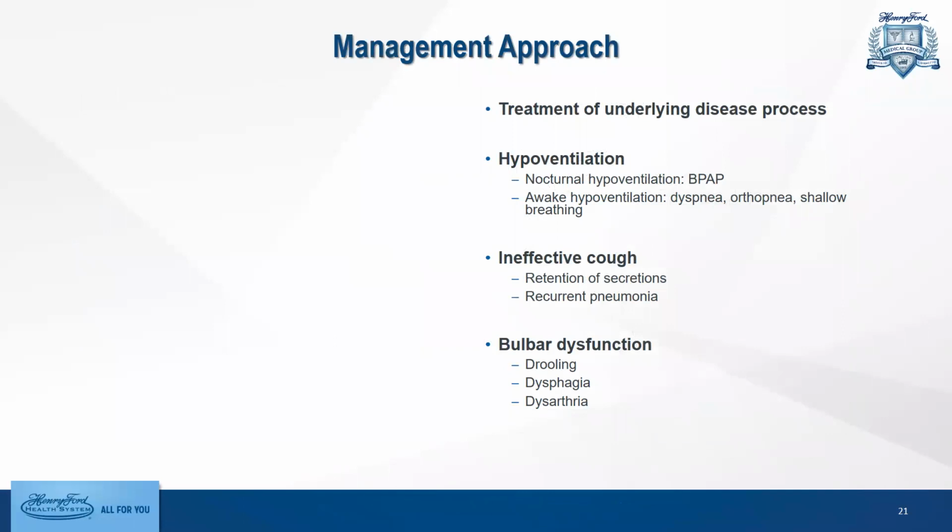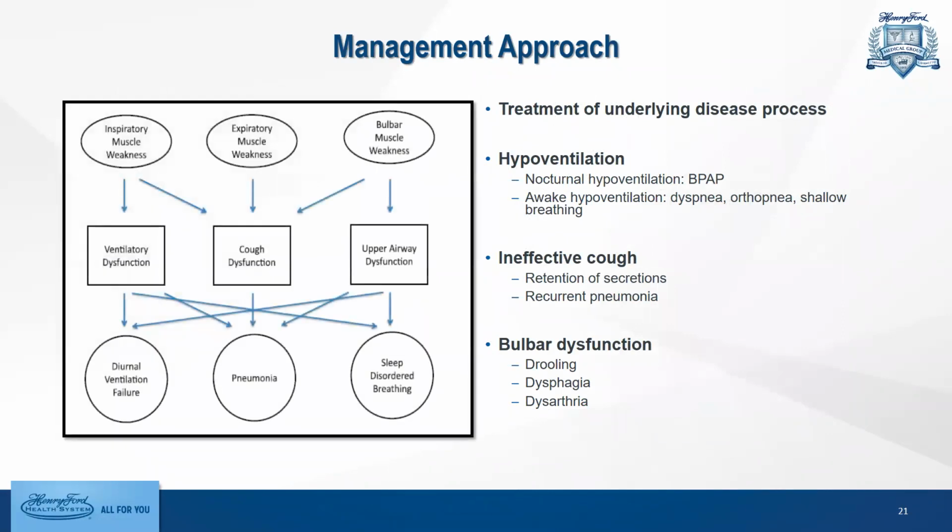Okay, so management approach. Usually the majority of you are going to have different neuromuscular disorders, but everything from your pulmonary standpoint is going to boil down to three major things. You're going to try to treat the underlying disease process, whether it's ALS, MS, Myasthenia Gravis, Guillain-Barré, anything like that. You have to diagnose it, treat the underlying disorder, or see what disease-modifying agents you can give. And then you're going to address hypoventilation.